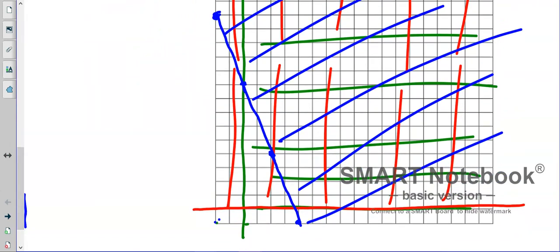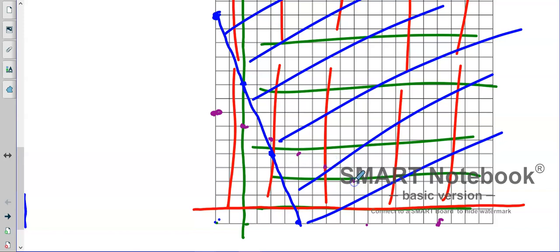So 1, 2, 3, 4, 5, 6, 7, 8. 1, 2, 3, 4, 5, 6, 7, 8, 9, 10, 11, 12, 13, 14, 15, 16. I am going to go down 1 and right 2 because of no straight edge.